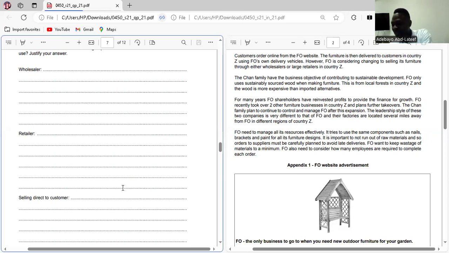Yes. Okay, great. So the problem is that price might be higher, as retailers will add their own markup. This might affect the sales of the business, FO, because customers might perceive FO's product as expensive.